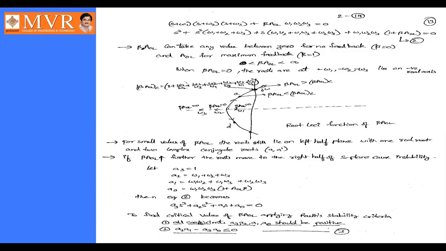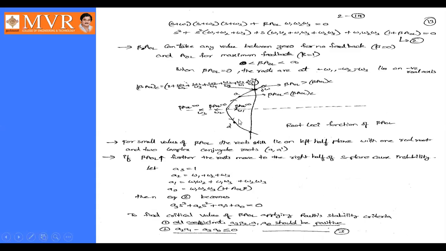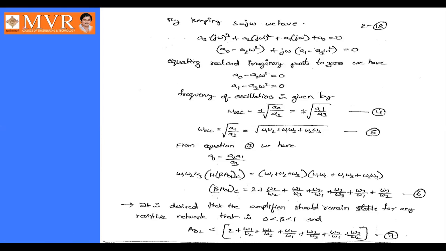When this condition is satisfied, we can find the value of this beta. Here, in the place of s, we are going to write j omega. So the equation becomes A3 into j omega cube plus A2 into j omega square plus A1 into j omega plus A naught is equal to 0.